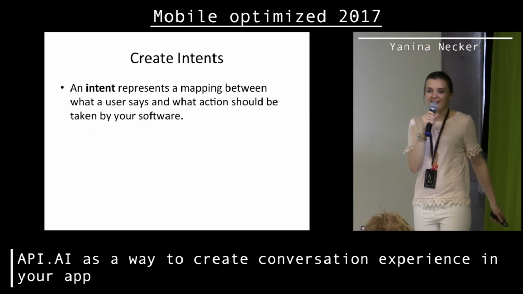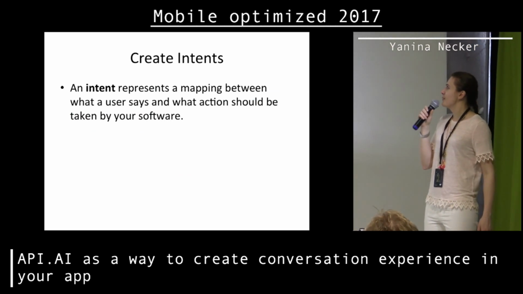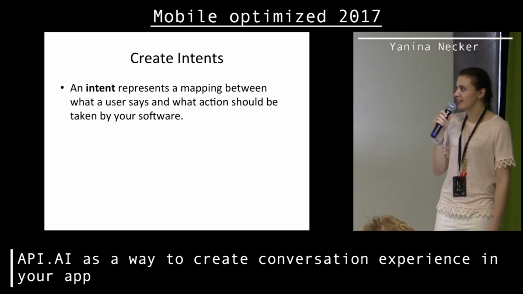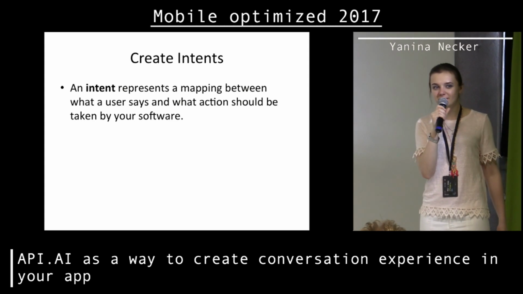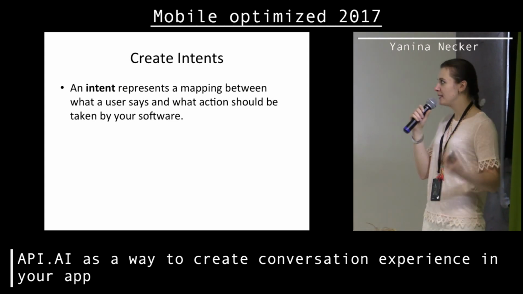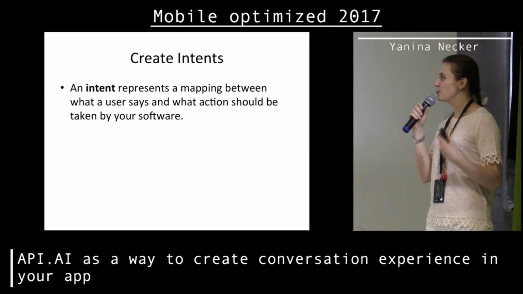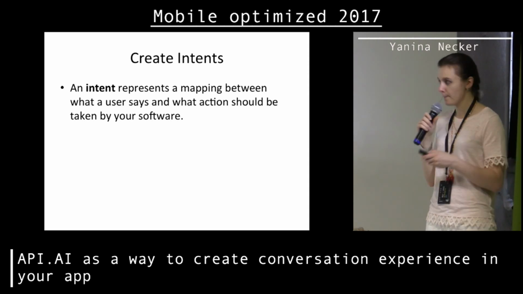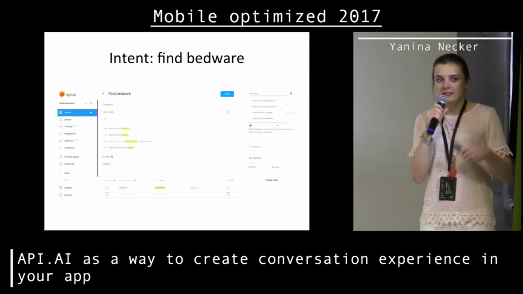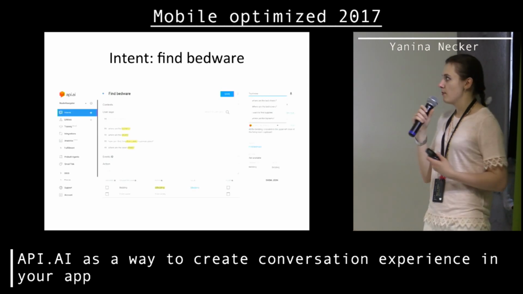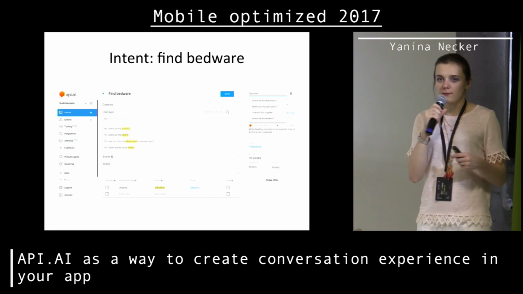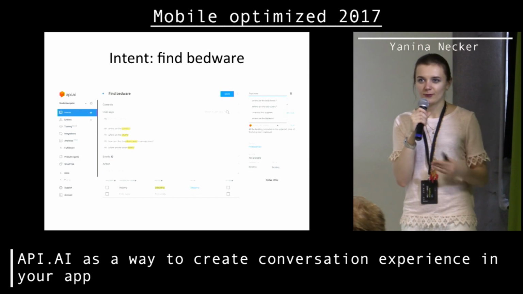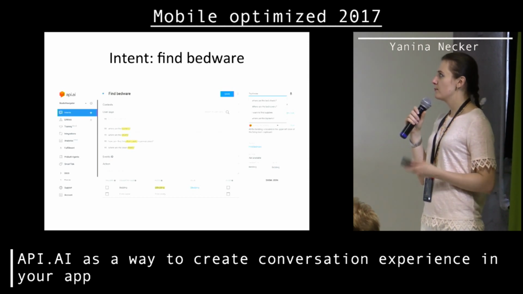So now that we have defined our own entities, we can go ahead and create intents. I cannot define an intent better than the guys at API.AI have defined the word intent within the platform, meaning it's a mapping between what a user says and what action should be taken by your software. Probably it's easier to understand by an example. I have two examples, one simple and one a little bit more complicated, but it will give you a flavor of what intents are.